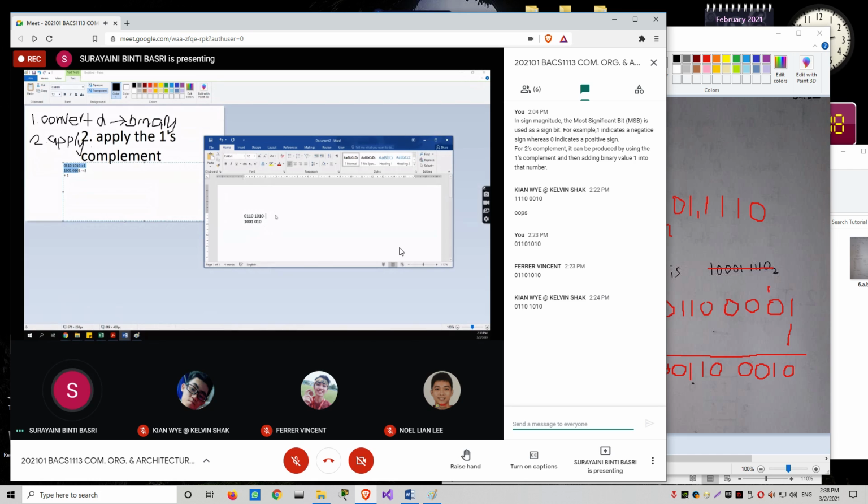Okay, so remember this is what you get. You convert the decimal to binary. After that, you do the one's complement, which is to invert every bit to its opposite. Okay, so 1 0 0 0 1 0 1. After you get that, you plus 1.